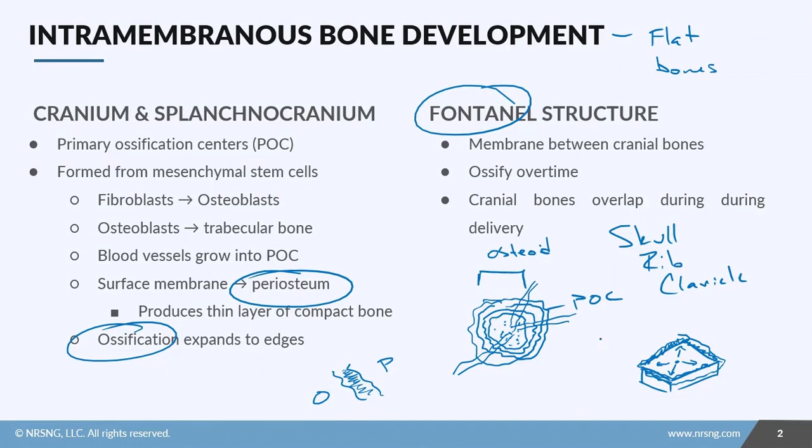The thing you need to think about when you're looking at intramembranous bone development is that they're formed in sheets. They start at a central location called the primary ossification center, and they grow outward, eventually getting blood supply. Any of these cells that get trapped in become osteocytes, and they'll form the periosteum on the outside, and then it'll harden.